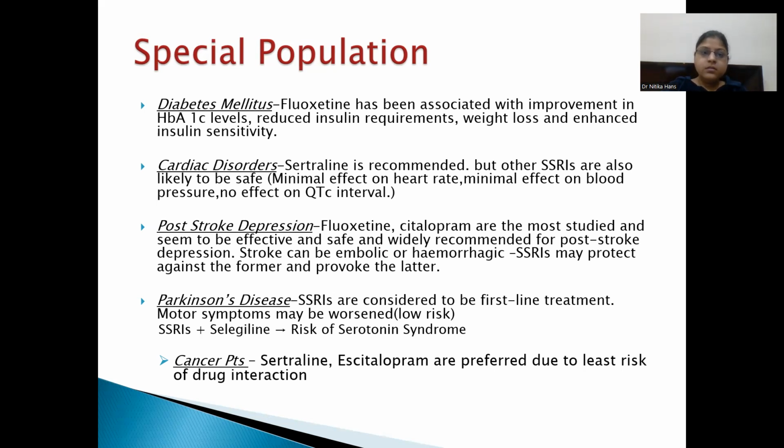In Parkinson's, motor symptoms may be worsened, though the risk is low. When we use SSRIs with selegiline, they cause the risk of serotonin syndrome. In serotonin syndrome, there is myoclonus, hyperthermia, rigidity, tremors, seizures, and cardiovascular collapse when levels of serotonin in the body increase. In cancer patients, sertraline and escitalopram are preferred due to least risk of drug interaction.